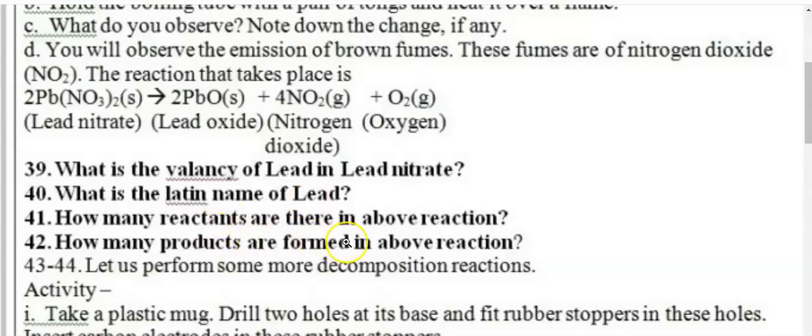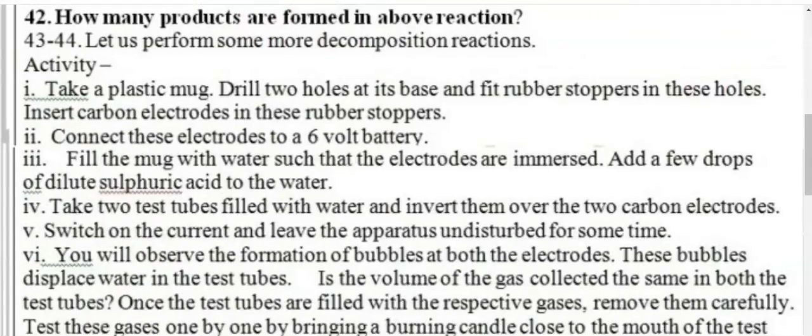How many reactants are there in the above reaction? Only one reactant. How many products? 3 products. So let us perform some more decomposition reactions. In these decomposition reactions, let us take a plastic mug, drill 2 holes in its base and fit rubber stoppers in these holes. Insert carbon electrodes in these rubber stoppers.